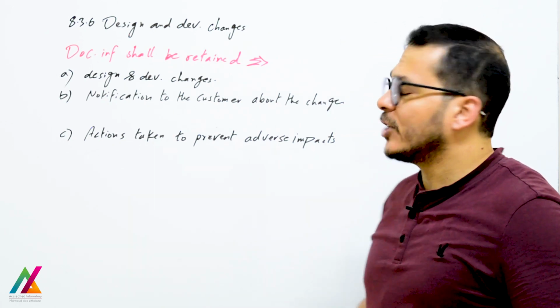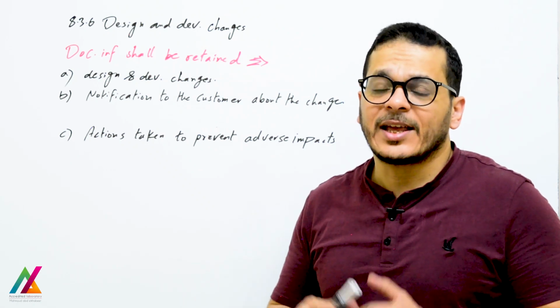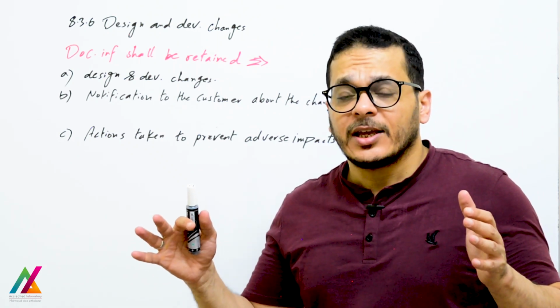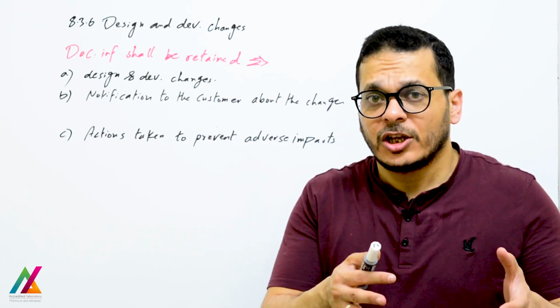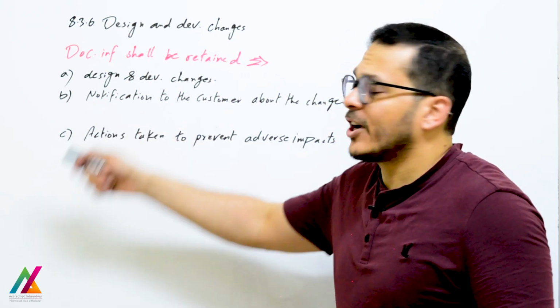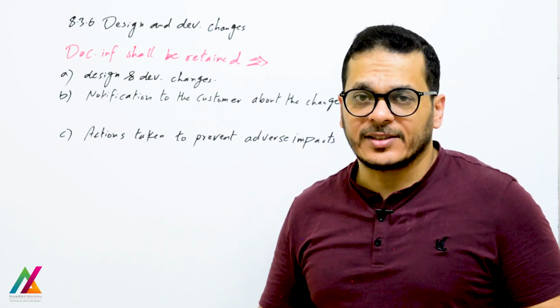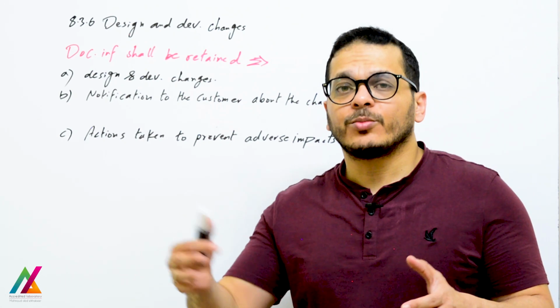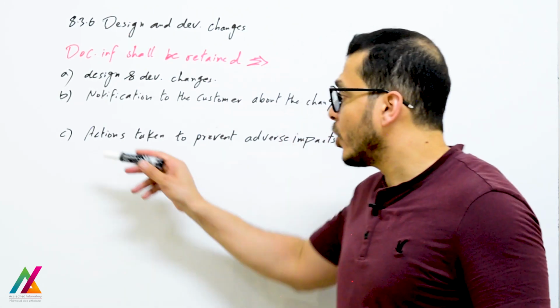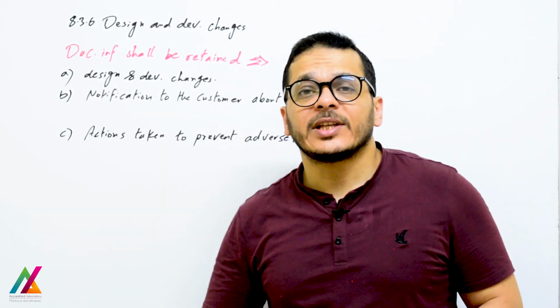And actions taken to prevent adverse impacts. If there is any adverse impact that will happen because of this change, you will take actions to prevent that. And as I said before, the preventive action is removed or changed by the risk-based approach, so this point can be recorded in the risk register form.